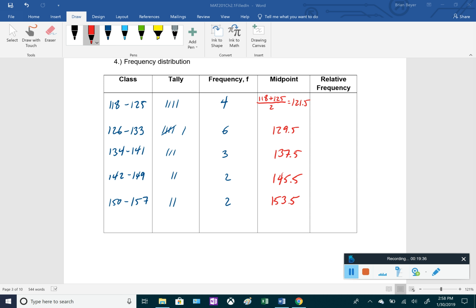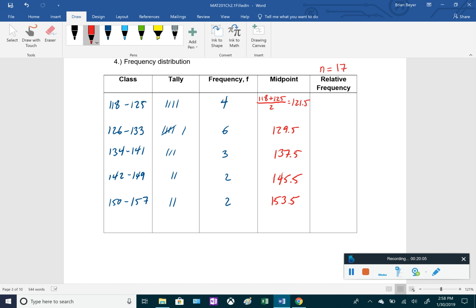And lastly, for the relative frequency, relative frequency is going to be f over n. And our n here is going to be the total number of data entries. We have two options to find the total number of data entries. We could just go back to the data set and count how many we have. Or we could add up the frequencies in the middle column here, and we would get 17.